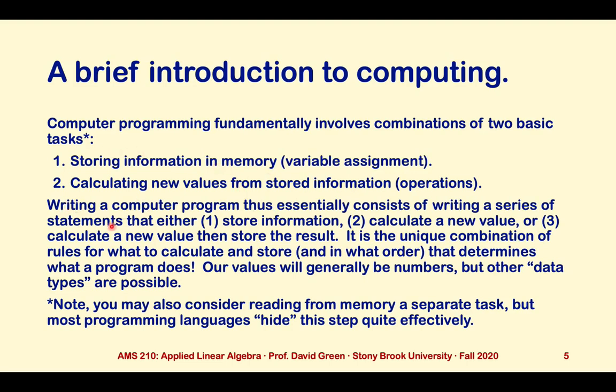And writing a computer program generally involves writing a sequence of statements, some of which store information, some of which calculate a new value, or which calculate a new value and store the result, combining these two things. Most computer programs involve a sequence of these sorts of events. And it's the combination of rules of what we are calculating, what we are storing, and in what order that indicates what a program does.